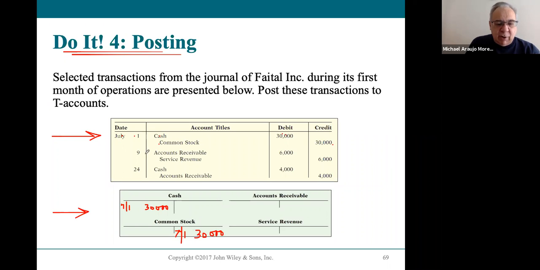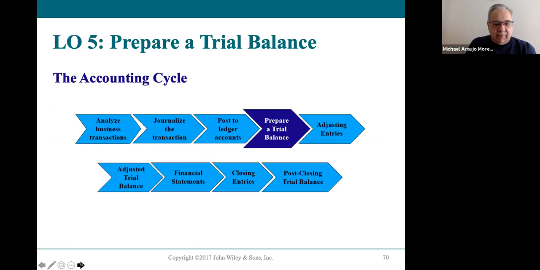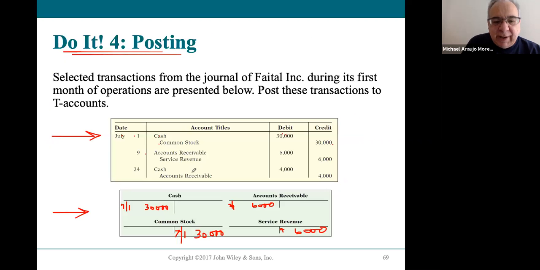You're done with that one. Now you go on to this one. Accounts receivable. On the 9th, we'll have a $6,000 debit balance here. Service revenue, again, on the 9th, would have a $6,000 credit listed here. And so forth and so on. And of course, it doesn't give you the actual answers on this slide, but it does in the book and on Wiley. So how did that go?